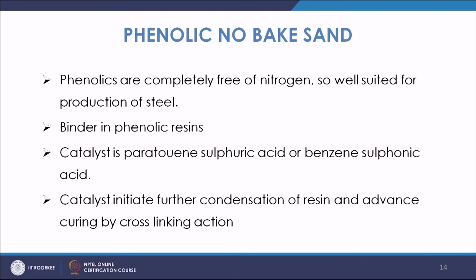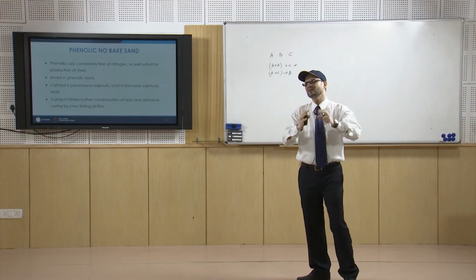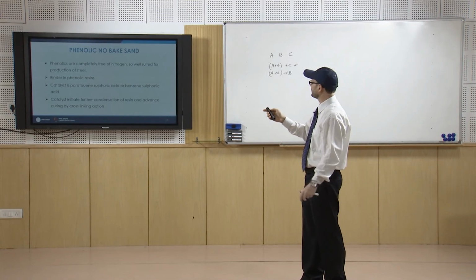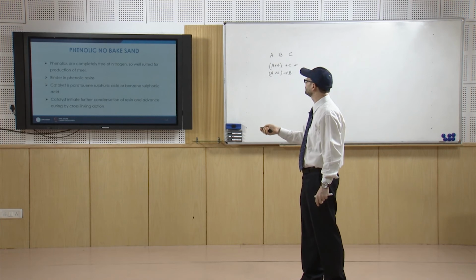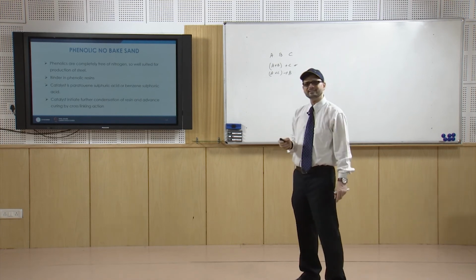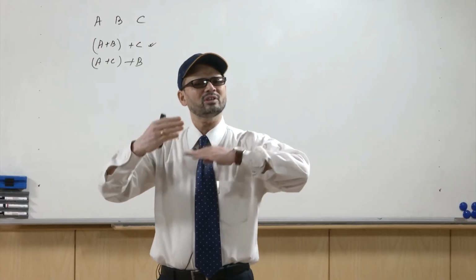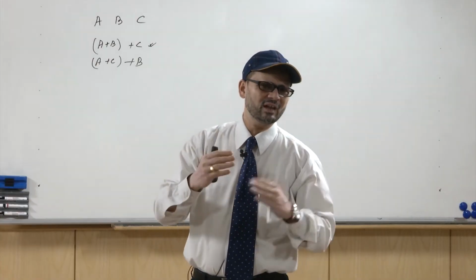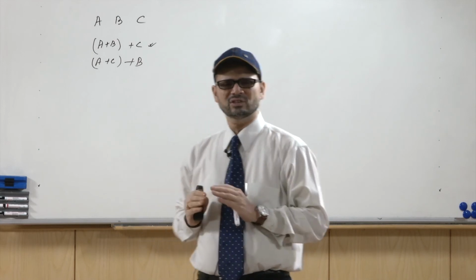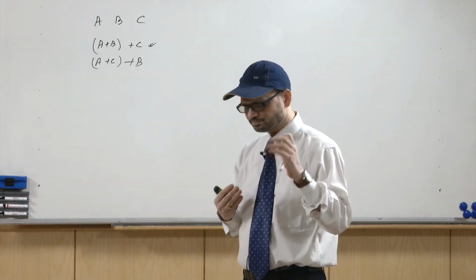This is the catalyst in these cases, and the catalyst initiates further condensation of the resin and advances curing by cross-linking action. So, basically in these cases you have sand plus resin, that is your phenolic based resins, plus a catalyst like para-toluene sulfonic acid or benzene sulfonic acid, and without any need of baking, you get a hard mass on which you can further do the casting.